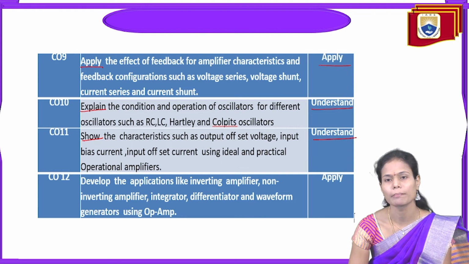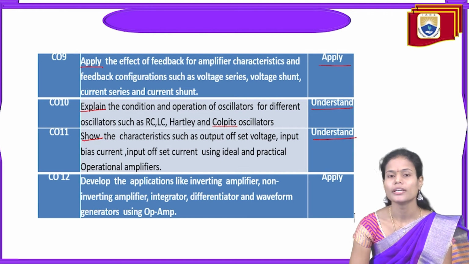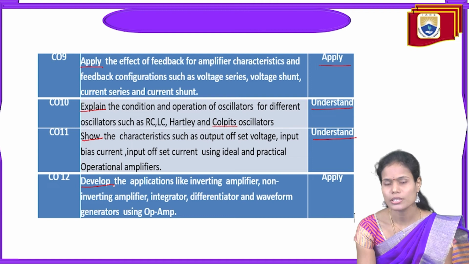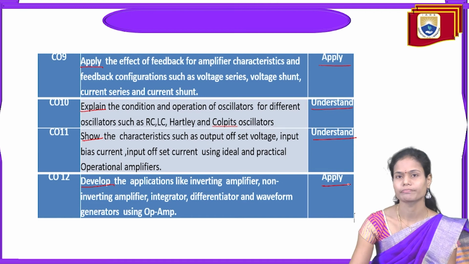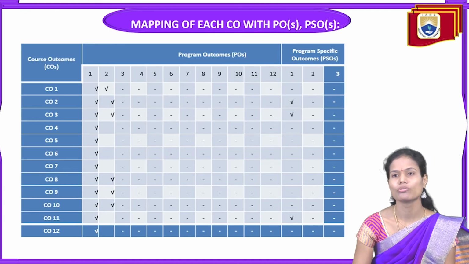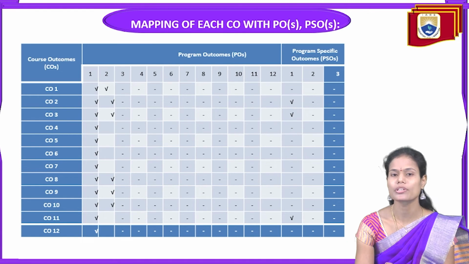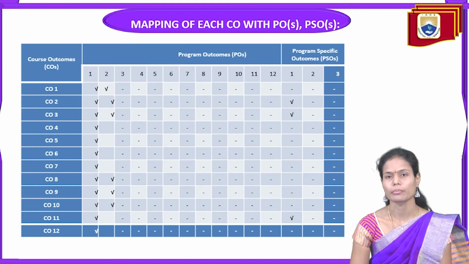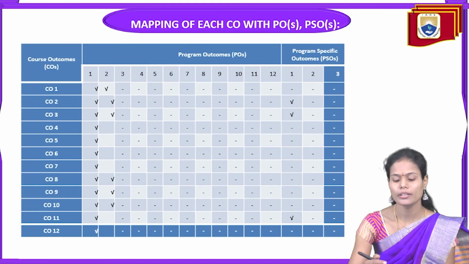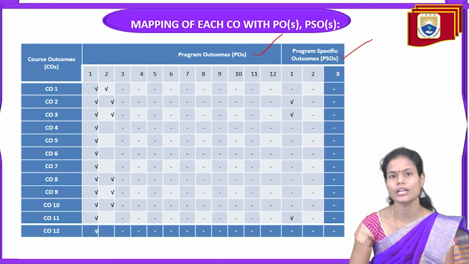And next, CO12: develop the applications like inverting amplifier, non-inverting amplifier, integrator, differentiator, and waveform generators using the operational amplifier. So we are applying the concept of op-amp to design the different applications. That's why the Bloom's level is apply. And then the mapping of each CO with program outcomes and program specific outcomes. So first we decided the course objectives. In order to achieve those course objectives, after completion of the course, we are going to see whether those particular COs are achieved or not. So for course outcomes, we have to map the program outcomes as well as program specific outcomes here.